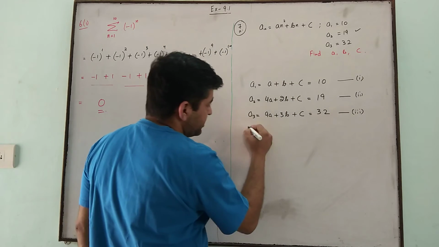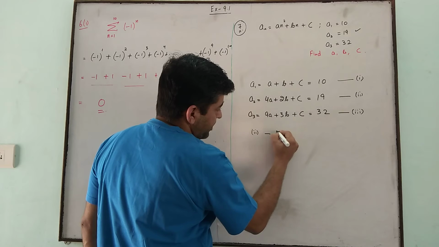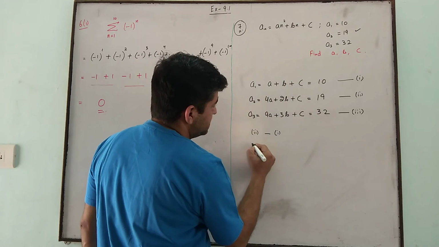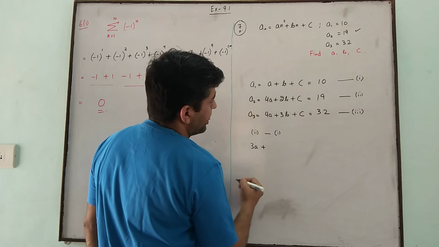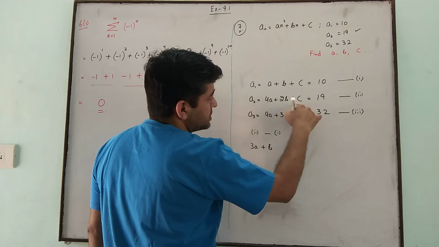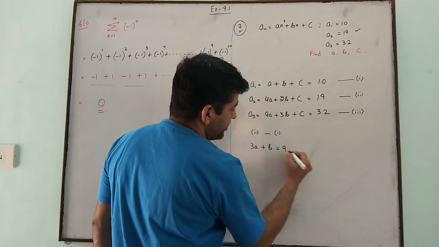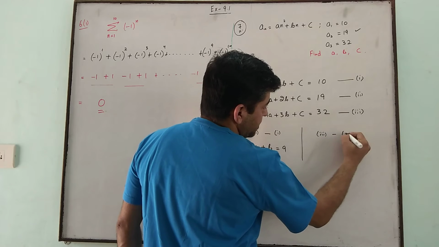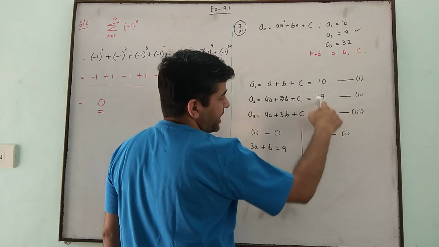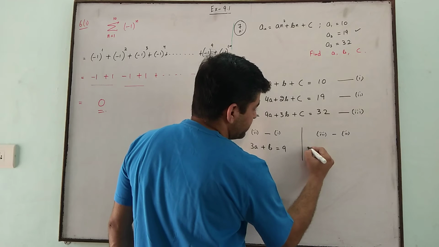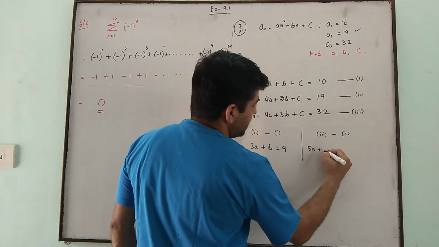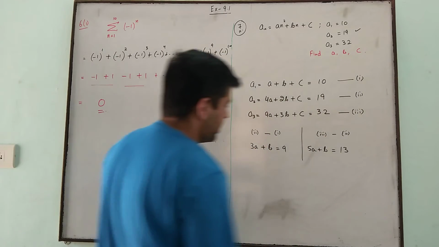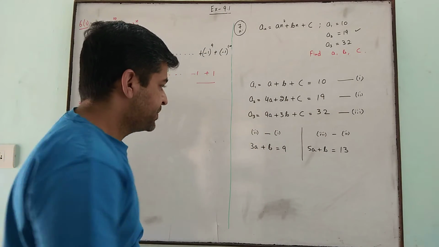First, take the first and second. Second minus first, what you will get is 4A minus A, this is 3A, plus B. C and C cancelled out, is equal to 9. And then subtract third minus second, you'll get 5A plus B is equal to 13. Now solve these two.